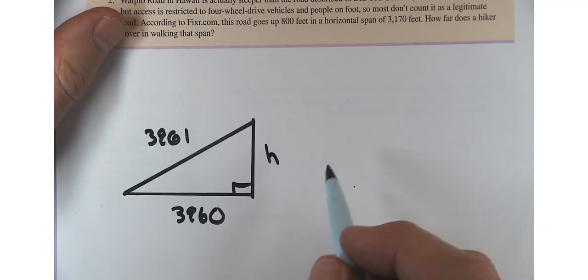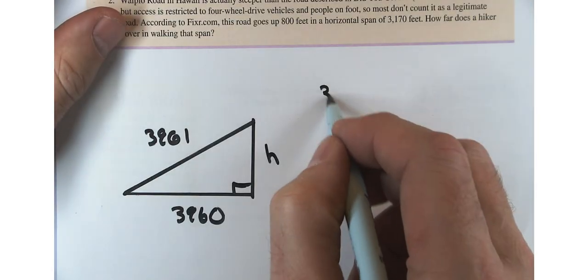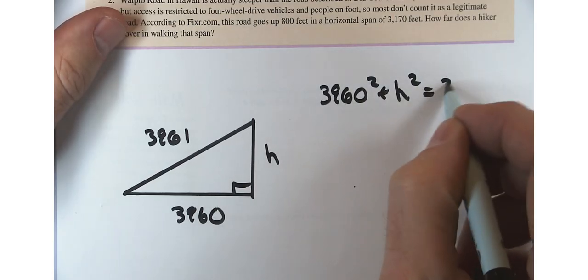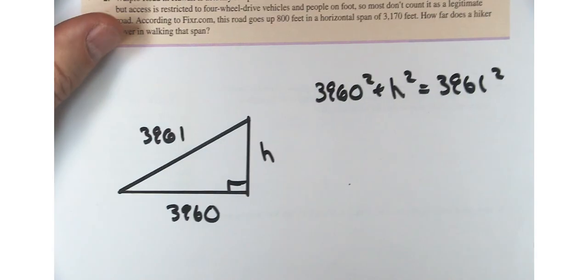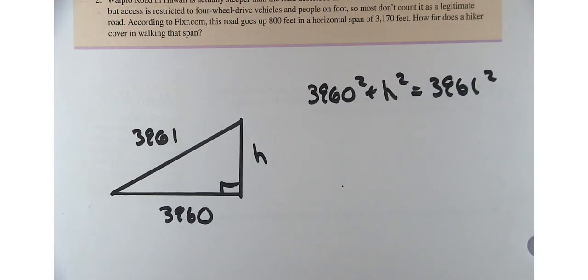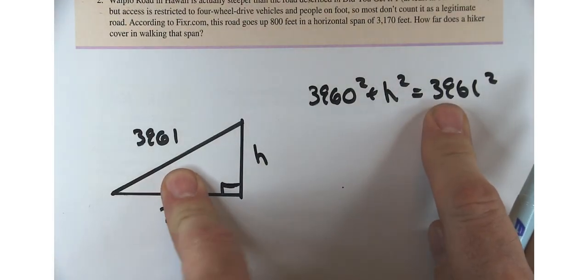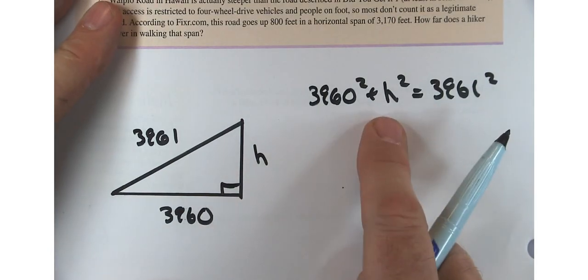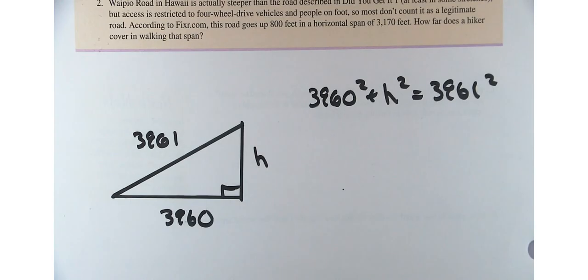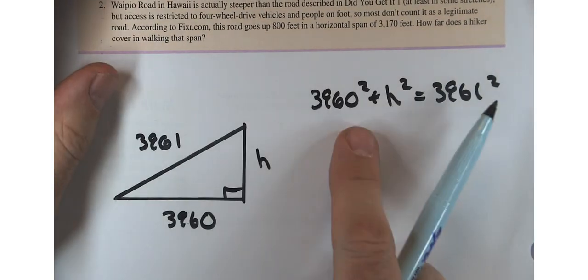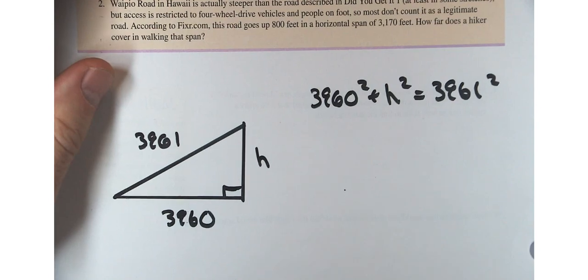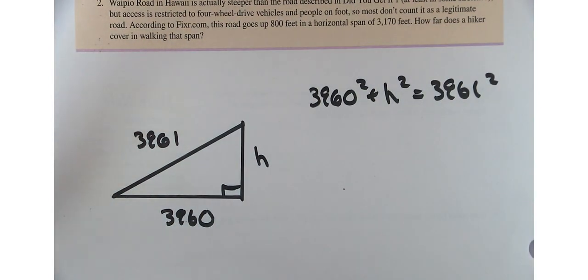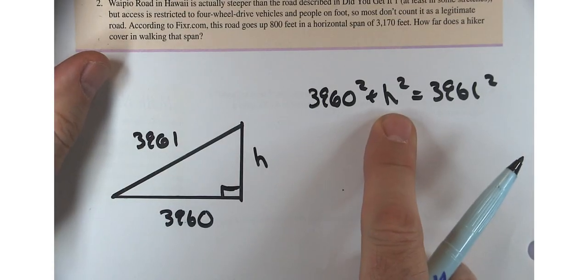3960 squared plus h squared equals 3961 squared. Beautiful. So the hypotenuse is always going to be on the one side by itself. And then you're going to sum the other two sides. Sometimes you call these the legs of the triangle. Doesn't matter what you call them. Those two are going to get squared and summed. That should equal 3,961 squared. Okay. Now our goal is to solve for h, right?